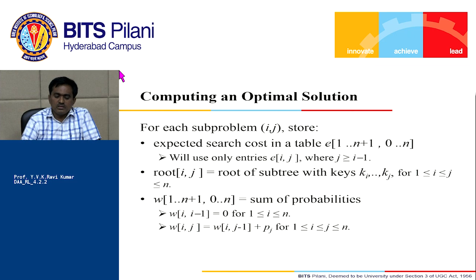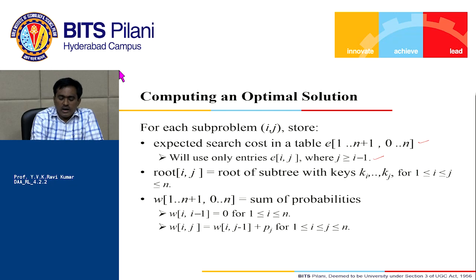What we have to do is, for each subproblem i comma j, store the expected search cost in a table where it is 1 to n plus 1 as well as 0 to n. It stores all the expected search costs here, and we'll use only the entries e of i comma j where j is greater than or equal to i minus 1.